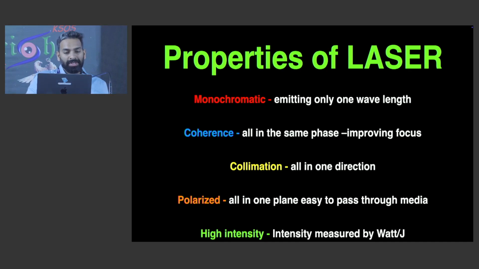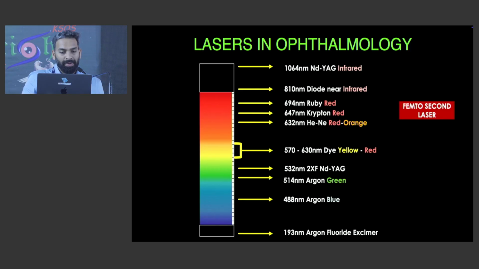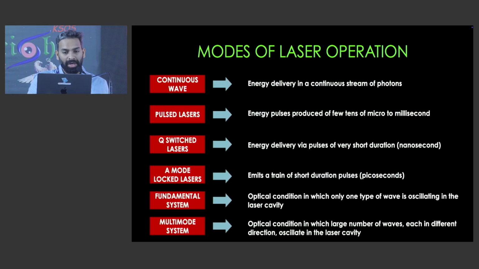What are the properties of laser? It is monochromatic, coherent, collimated, polarized, and of high intensity. What are the classifications of lasers that we have? We have solid state lasers, gas lasers, metal vapors, excimer, and diode lasers. Here you can see the various frequencies and wavelengths of particular lasers, starting from 1064, that is Nd:YAG infrared, 810 diode, 694 ruby, and frequency doubled 532 Nd:YAG also. All these different wavelengths are used in our retinal lasers.